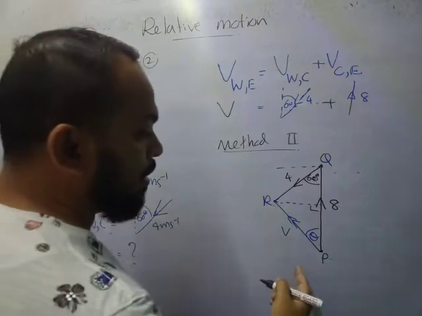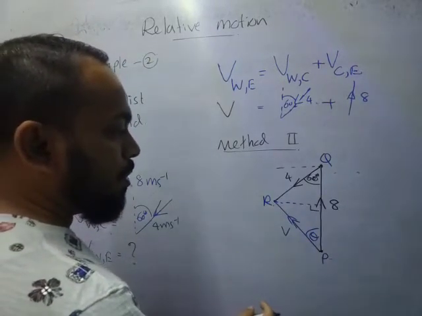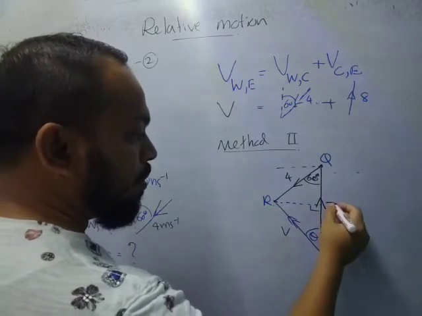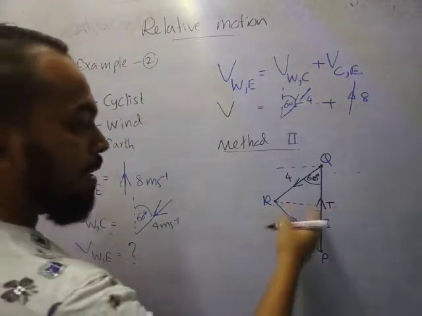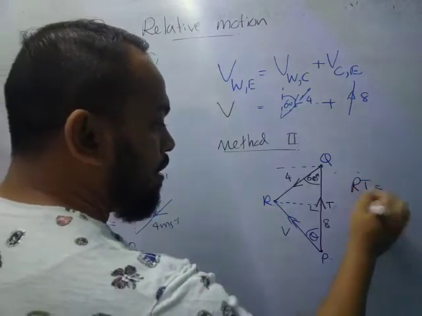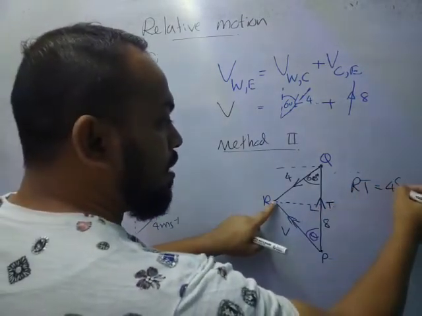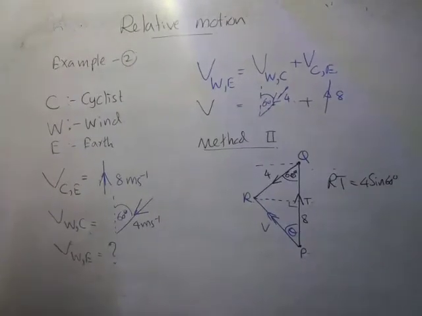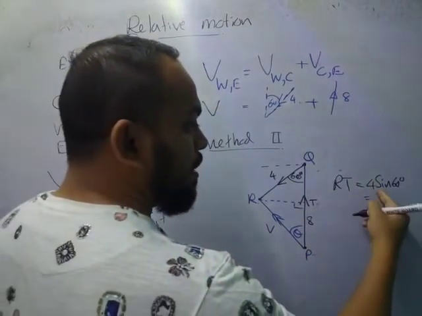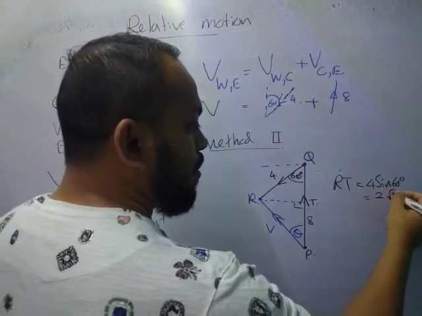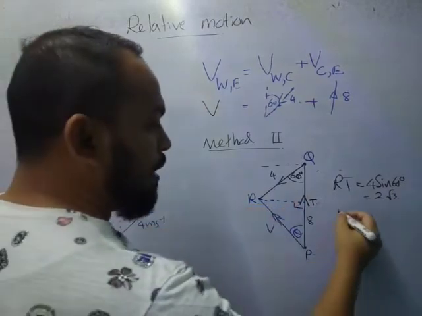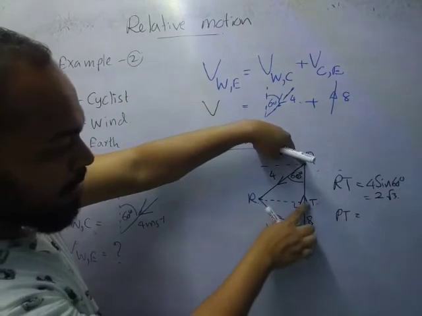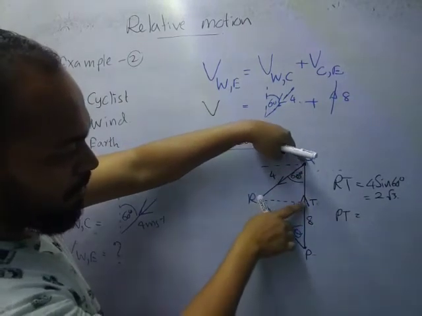Right. Let's see. In general, this is what you do. You find this, let's call this T, right? So what is RT? RT is, in this direction, 4 sine 60. RT is 4 sine 60. Okay, 4 sine 60 means root 3 by 2, so 2 root 3. What about PT? PT is 8 minus this 4 cos theta, 4 cos 60.